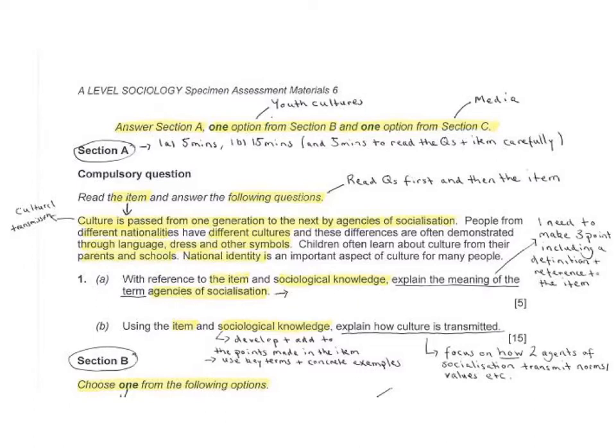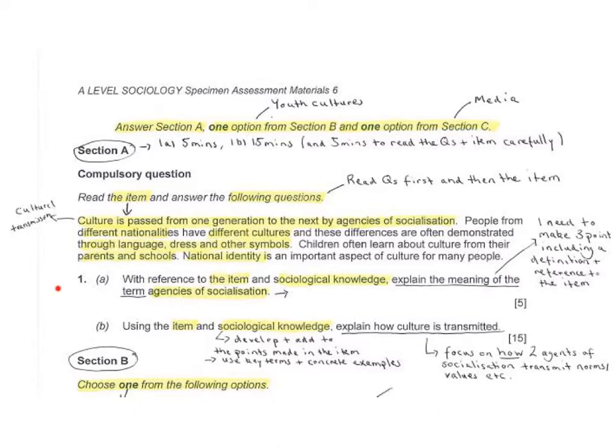Now at the top of the question it says to read the item and answer the following questions. The item is this short bit of text that appears above the two questions for this section. My advice though would be to read the questions first and then to read the item. You can get more out of the item if you've got an idea of the focus of the question first of all. You can then scan the item for material that will help you with the two questions.